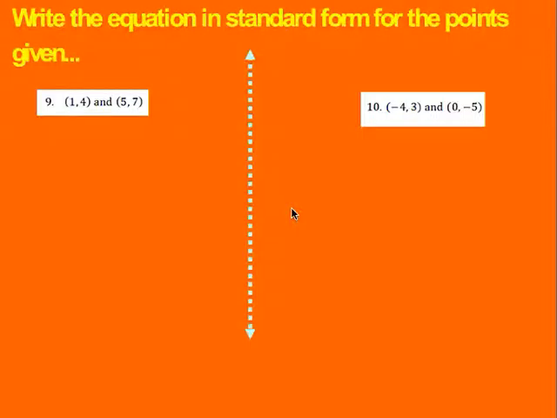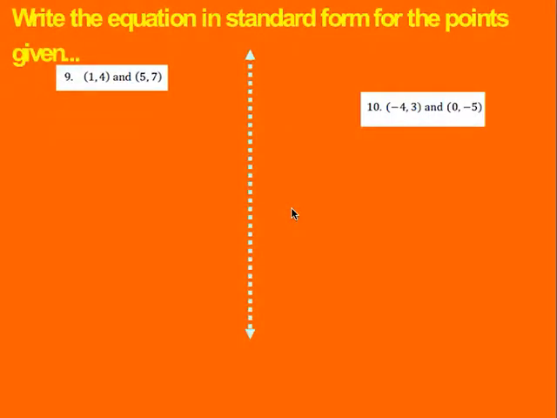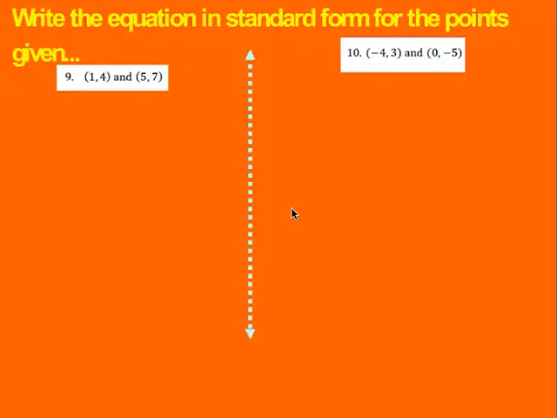It asks us to write in standard form the line passing through the 2 points given. So first things first, when you're given 2 points, we actually need to make sure that we use point slope form. So that's what we have to start with, is point slope form. Well, in order to do that, whenever you have 2 points, a good starting point is the slope.